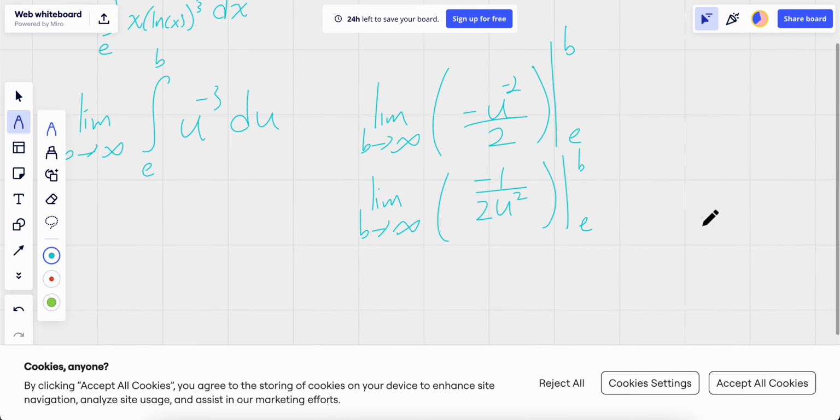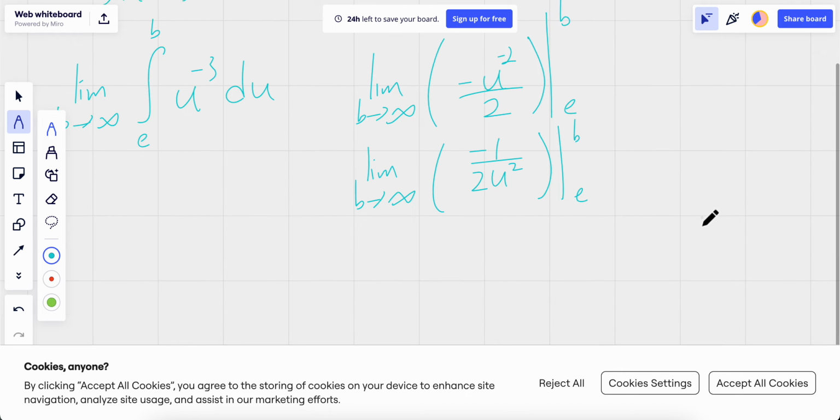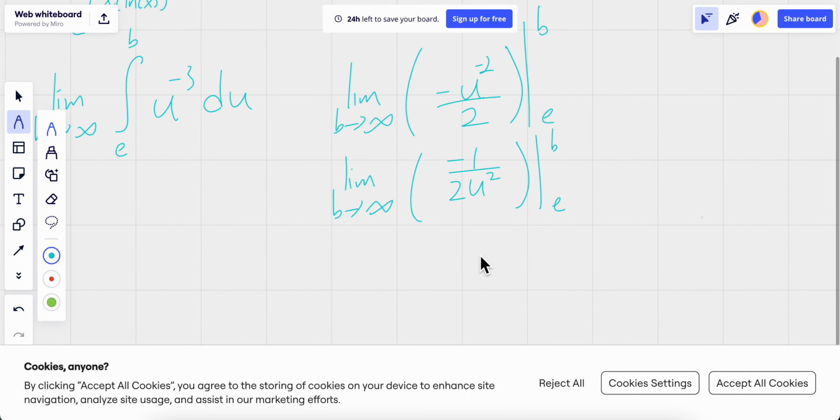So let's continue. This is basically what? If b is approaching infinity, this is going to be 0, because if you have a really small number divided by a really big number, that would be 0. So 0 minus negative 1 over 2e squared.